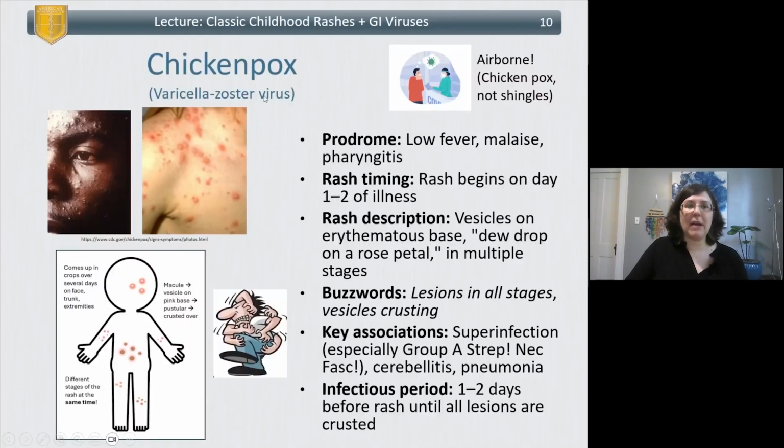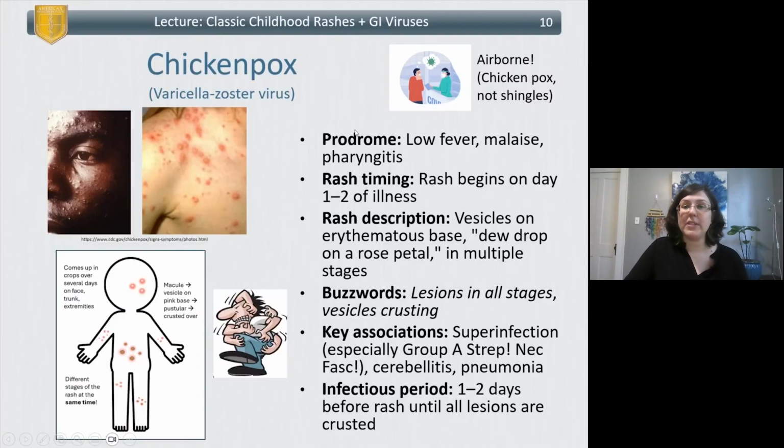All right, let's talk about chickenpox. And the first thing I want to bring your attention to is, again, I have this little icon up here, which means this is airborne. So if you have a suspicion for a child who may have chickenpox, get out your N95. A primary varicella infection, which is chickenpox, is absolutely airborne transmission and is highly infectious. So it requires airborne precautions, including N95s and hopefully a negative pressure room if you have one.